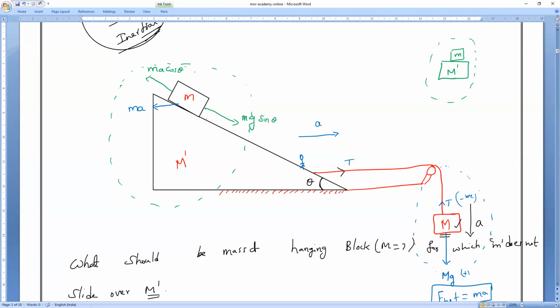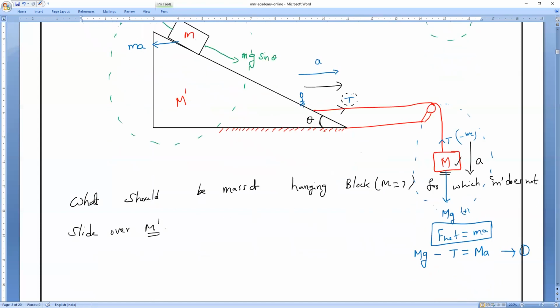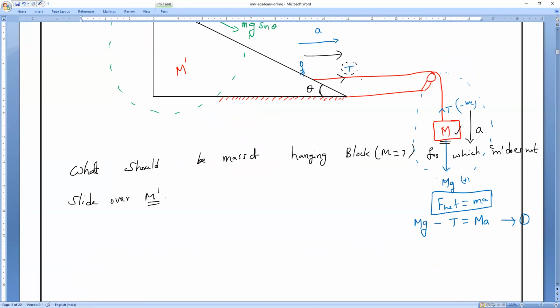Now observe very carefully. This body is moving in this direction, so only one force is acting, that is the force T. As I consider this whole system as a single system, what is the second equation? T is equal to the net force, F net equals MA. So F net is the tension, T. So T is equal to the net mass, M dash plus M, into A. Am I right or wrong?